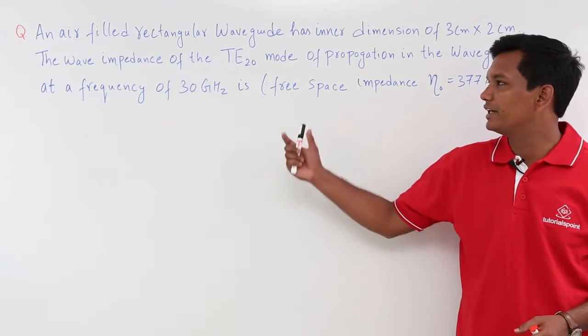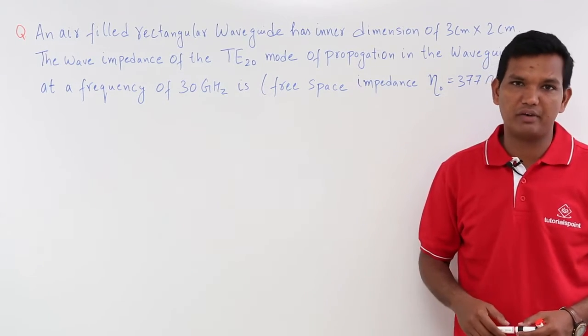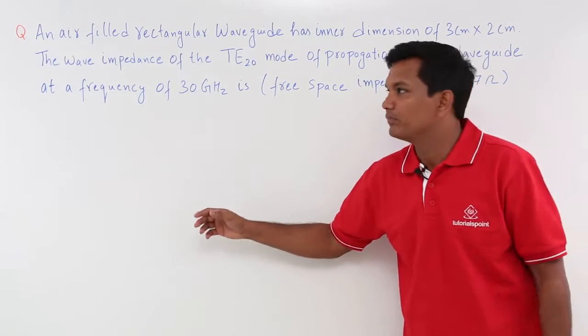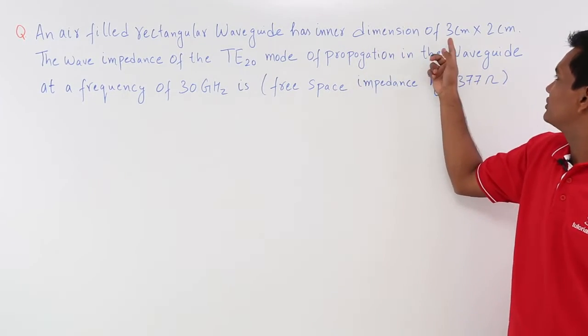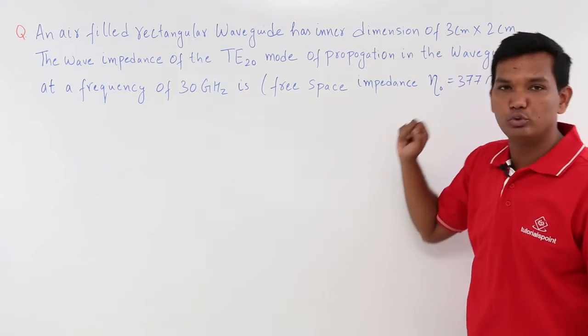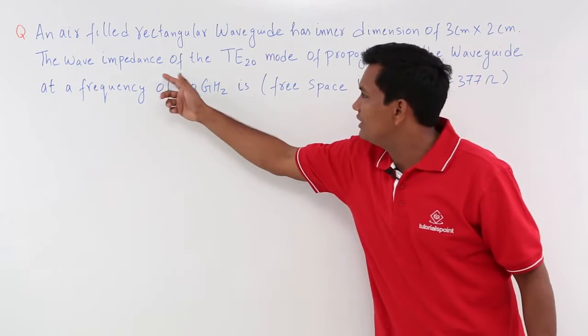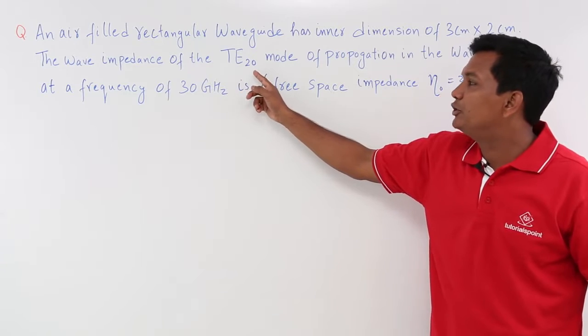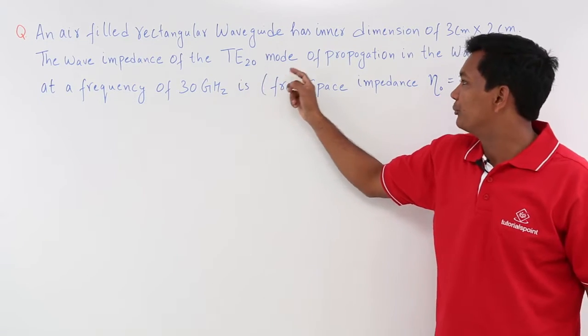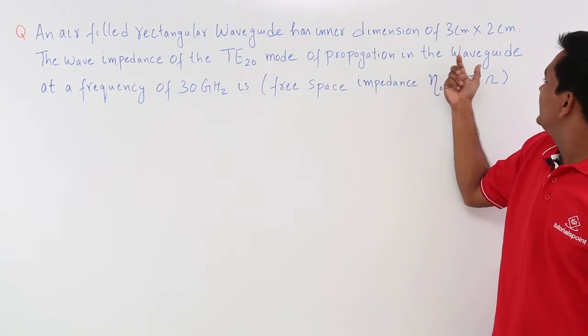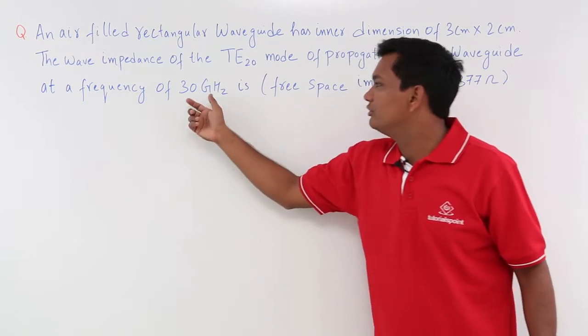In this class, we will try to solve one more problem of rectangular waveguide. Let's have a look at the problem. It has been given that an air-filled rectangular waveguide has inner dimension 3 cm cross 2 cm. The wave impedance of the TE20 mode, so we are dealing with transverse electric mode of 20, of propagation in the wave at a frequency of 30 gigahertz.